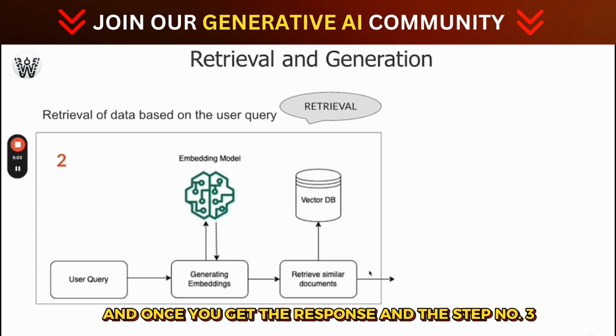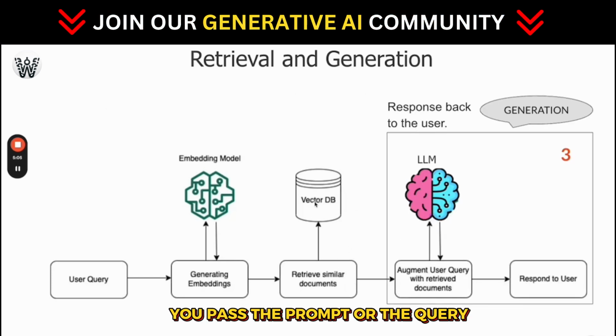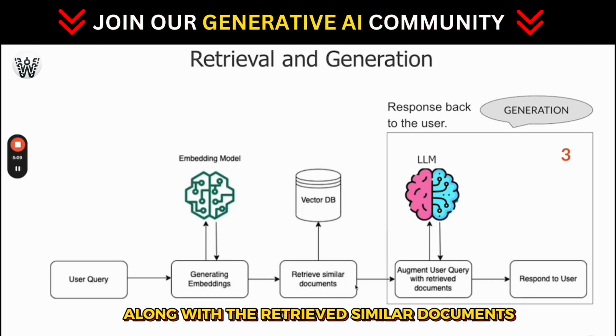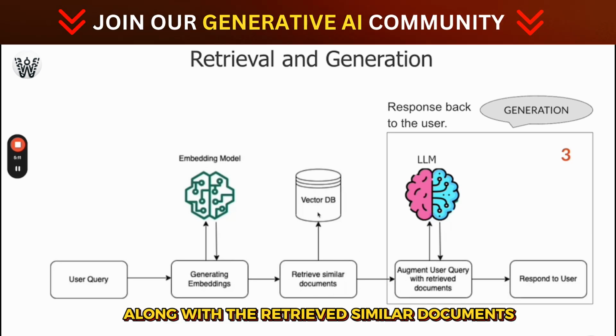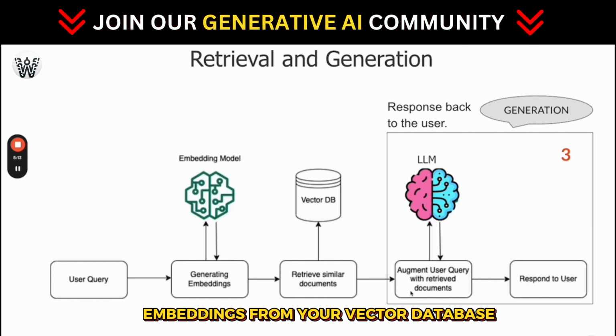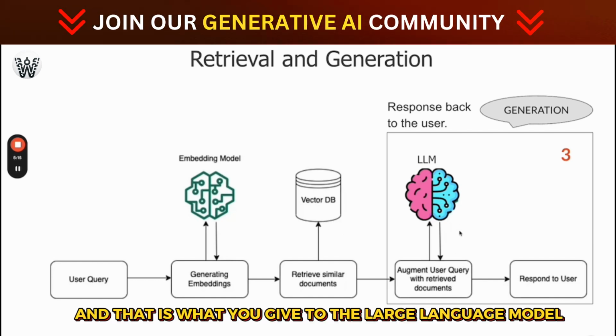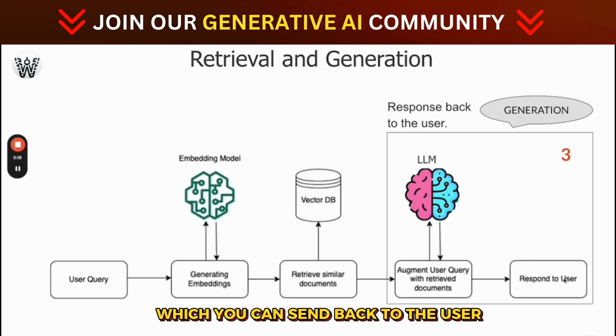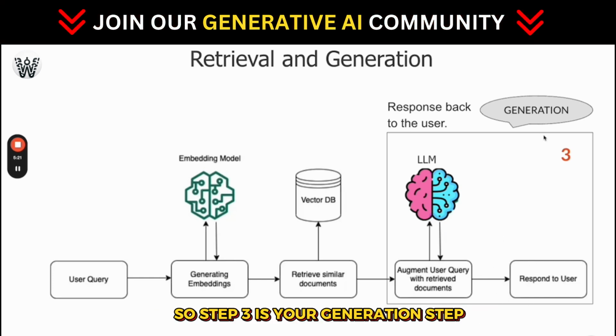And once you get the response, then step number three, you pass the prompt or the query along with the retrieved similar documents, embeddings from your vector database, and that is what you give to the large language model, which then returns a cohesive response which you can send back to the user. So step three is your generation step.